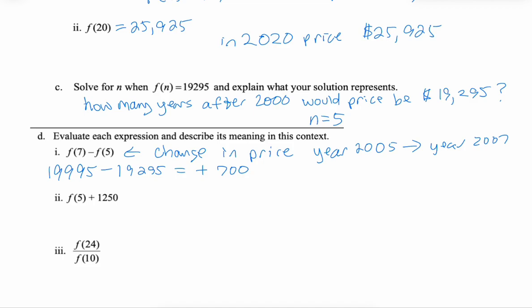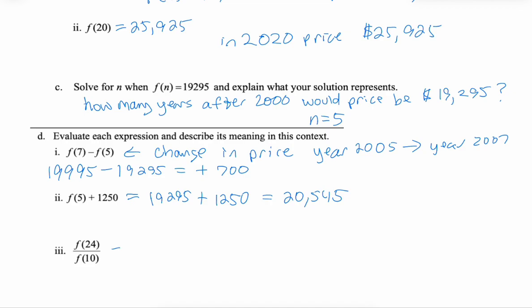The second one, we already found f of 5 was 19,295. If you add on 1250, that's 20,545. So we've increased the price at 2005 by $1,250. That's what that would mean in words.